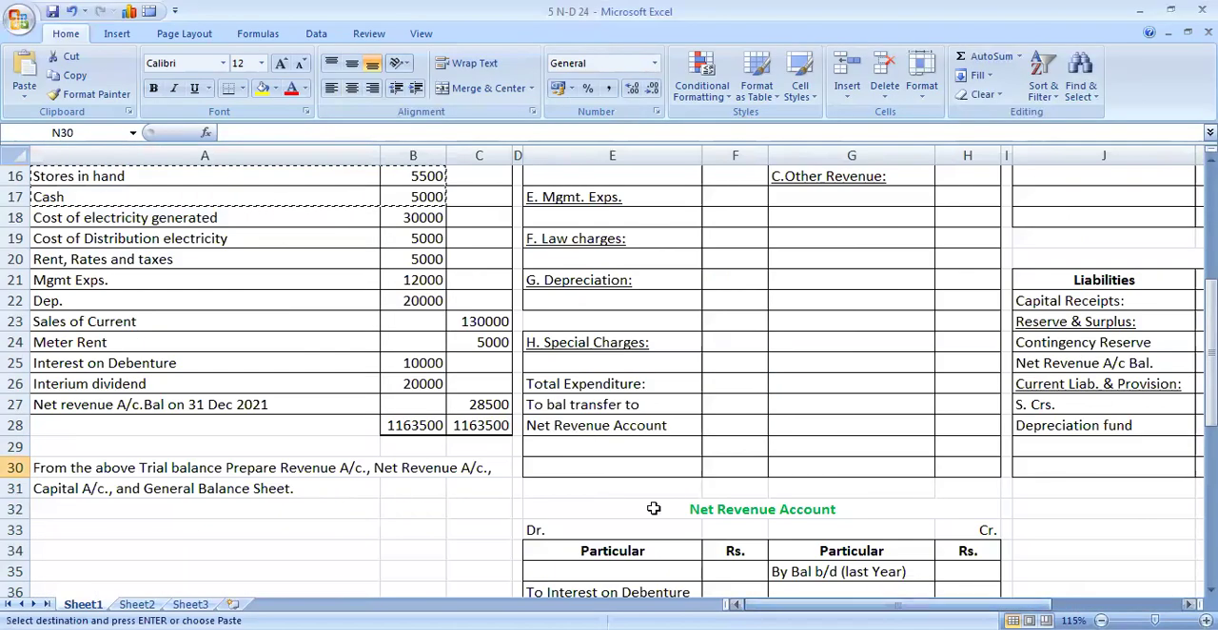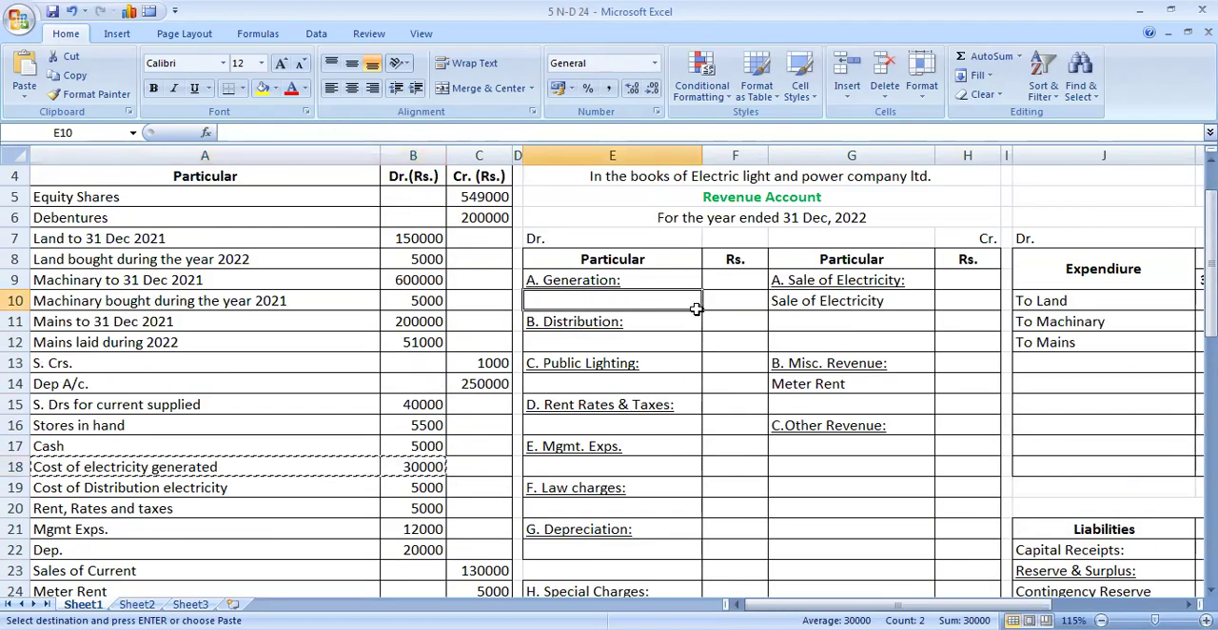The next item is cost of electricity generated. This item goes to the revenue account under the heading of generation. Next, cost of distribution of electricity, rupees 5,000. This item goes under the heading of distribution, revenue account debit side.